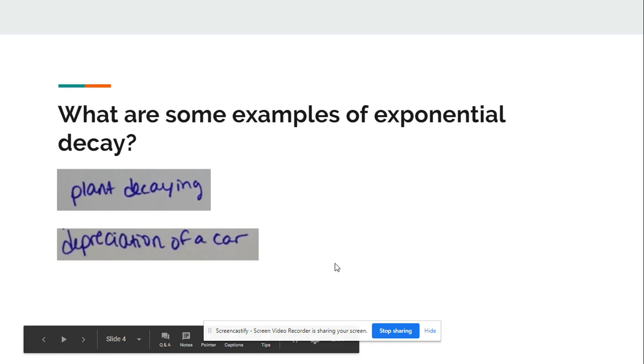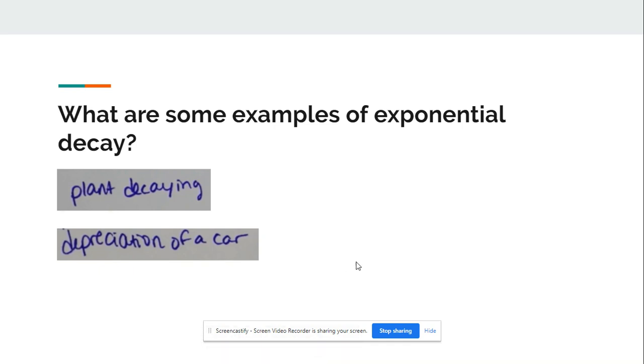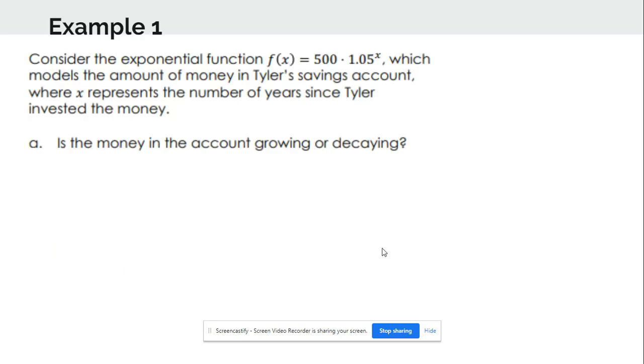After a few years, the value of the car is not what you paid for. You put miles on the car, you put wear and tear on the car, and so the car is not as new as it once was. Therefore, it's not worth as much as it was when you initially bought it. So let's look at an example.